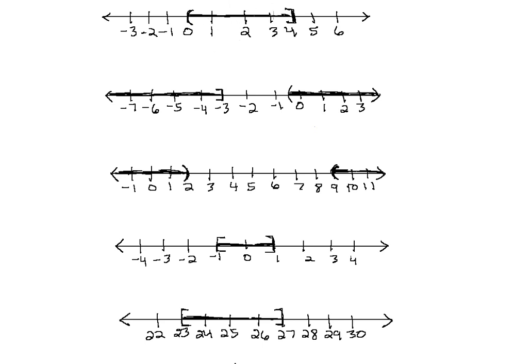Since our shading is in between two values, we know that we have an AND compound inequality. So our values of x are going to lie in between two values, 0 and 4. Here we have a parenthesis at 0, so we're going to have a less than sign, because 0 isn't going to be included in our compound inequality. So x is going to be greater than 0 and x is going to be less than or equal to 4. We know this because we have a bracket here at 4, which means it's included in our solution set.